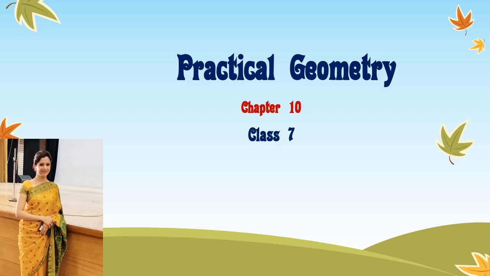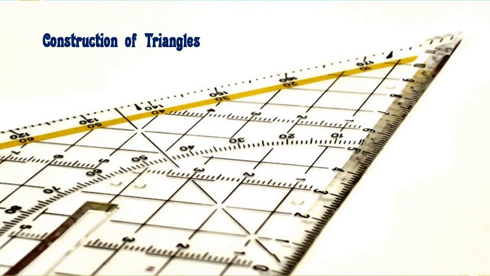Today, we will study Chapter 7, that is Practical Geometry of Class 7. In this chapter, we will study how to do construction of triangles. So, students, first of all, I would like to tell you that construction of triangles is done on different bases. I will tell you this with the help of a mind map, and I hope you all will understand.